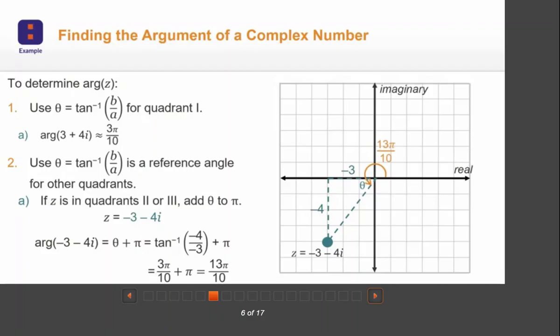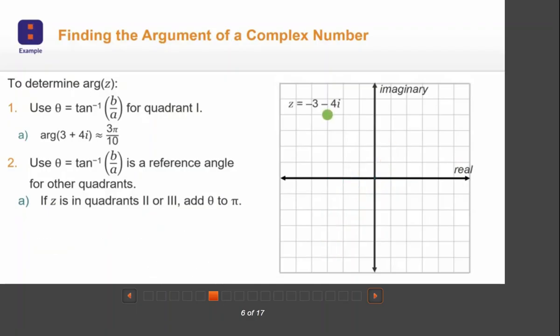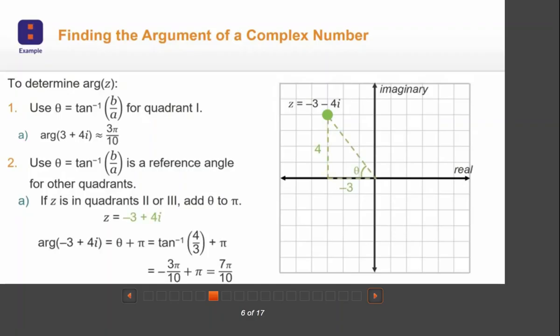Now let's consider a complex number for quadrant 2. For complex numbers that fall in the second quadrant, we will use the inverse tangent and then add that angle to pi. We see that the components of the right triangle for this complex number make our inverse tangent ratio 4/-3. This is approximately -3/10 pi, so when we add pi, we get an argument of 7/10 pi.